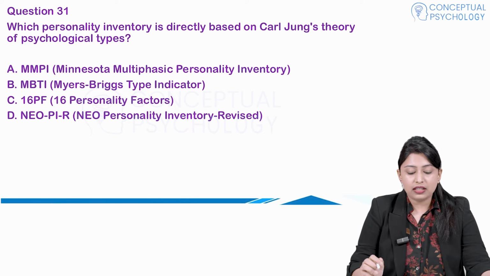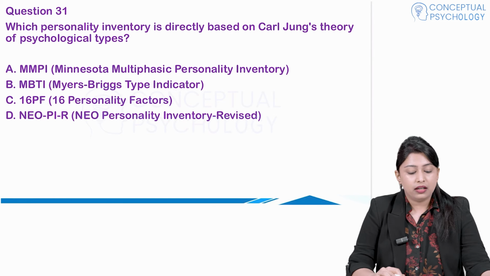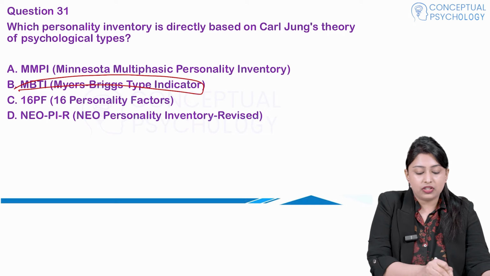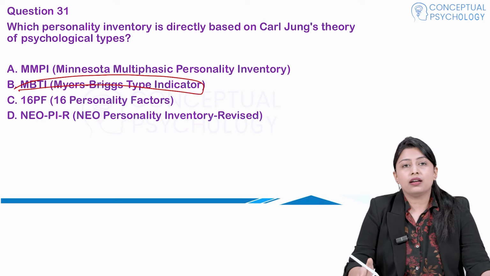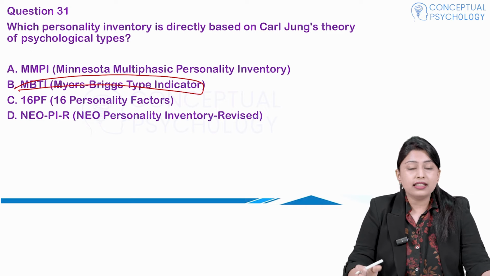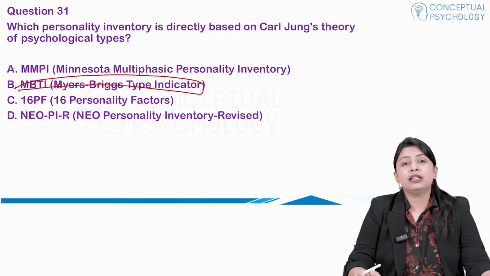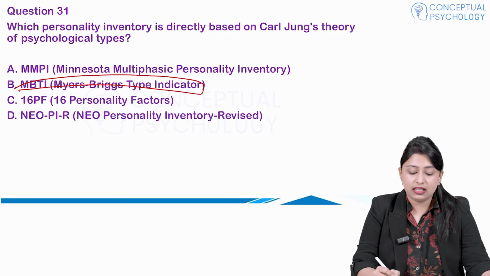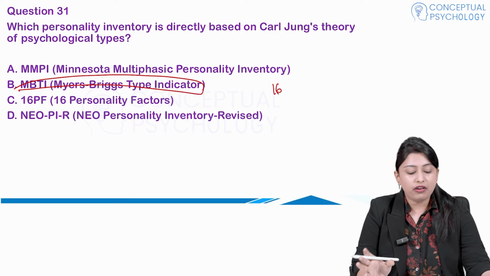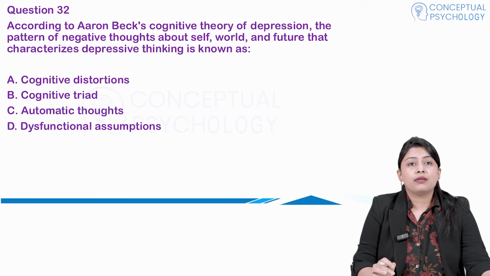So, which personality inventory is directly based on Carl Jung's theory of psychological types? MMPI, MBTI, 16PF, or NEO-PI-R? So, here the correct option is MBTI, which is Myers-Briggs Type Indicator, which is directly based on Carl Jung's theory of psychological types. Initially, it included the extraversion versus the introversion. Other than that, the 4 other psychological functions were also added, which were thinking, feeling, sensation, and intuition. Now, the MBTI has been expanded and it has 16 distinct personality types based on combinations of those preferences. Moving to the next question.